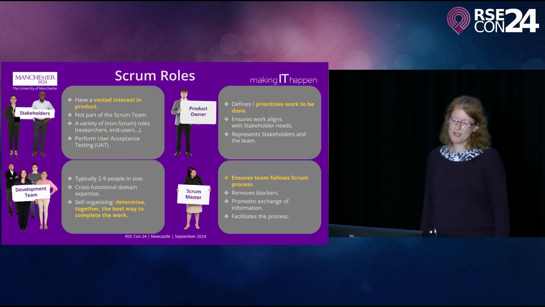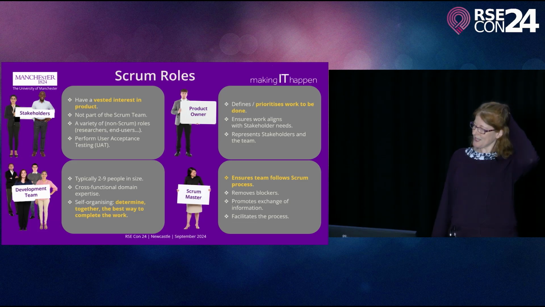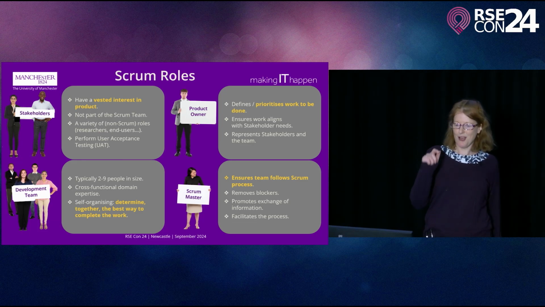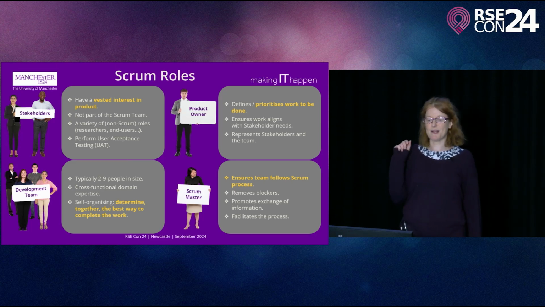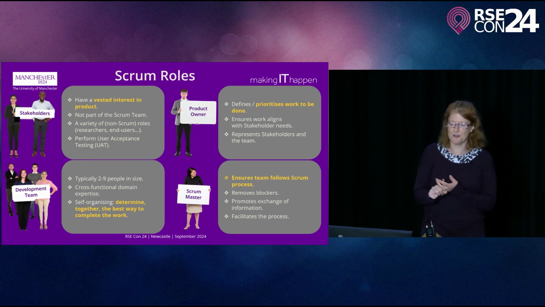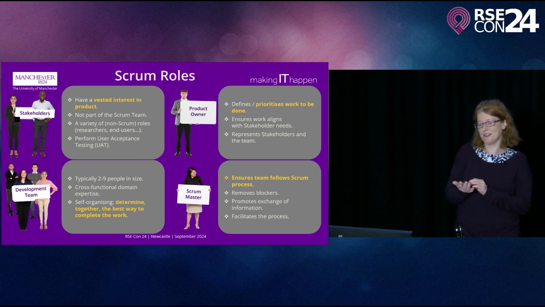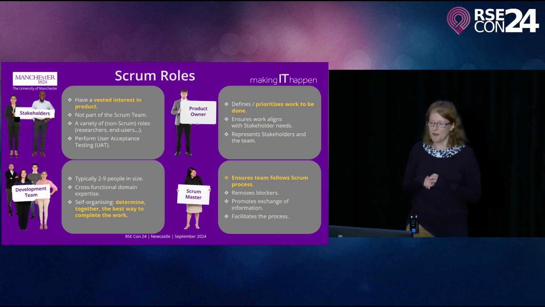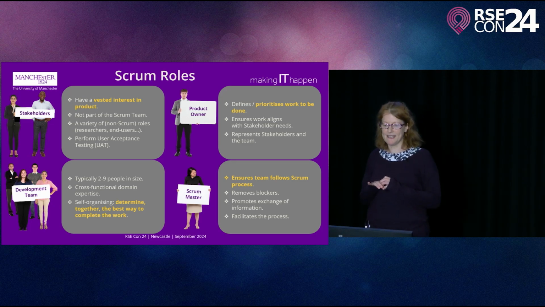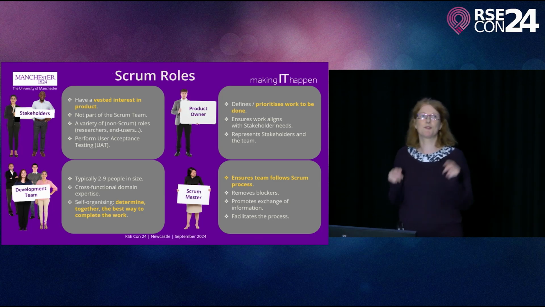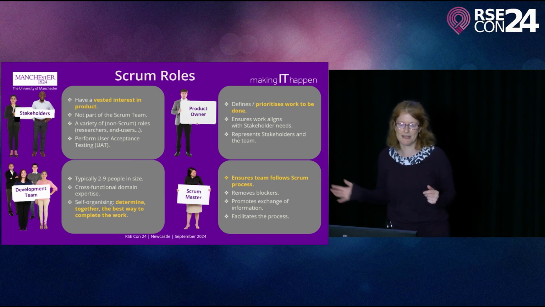Okay, so the main Scrum roles. There's a Scrum team and then there are other roles. We're going to do all of the Scrum roles first, and then we'll tell you which of those are in the Scrum team. The stakeholders have a vested interest in the product. They're not part of the Scrum team. There are a variety of non-Scrum roles, for example, researchers and end users, and they're the ones who perform the user acceptance testing. The product owner defines and prioritises the work to be done, so they ensure the work aligns with stakeholder needs and represents stakeholders and the team. They're kind of like the mediator between the stakeholders and the development team and Scrum Master.